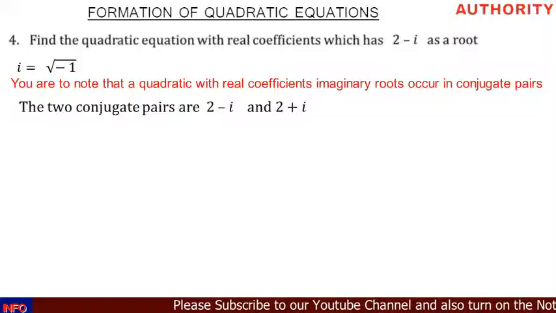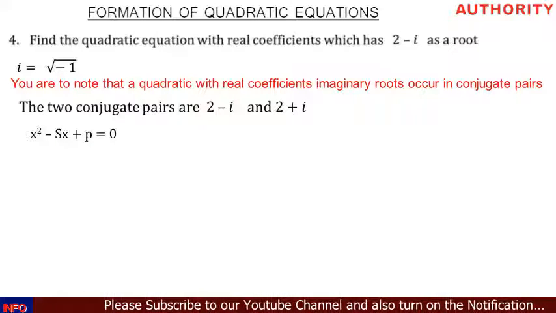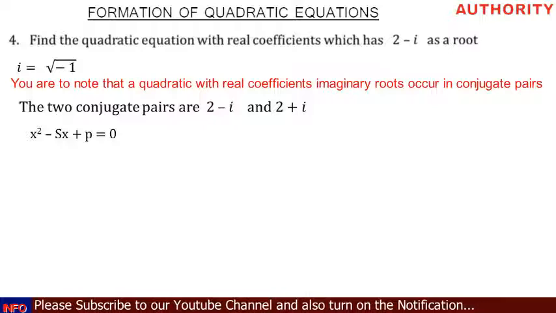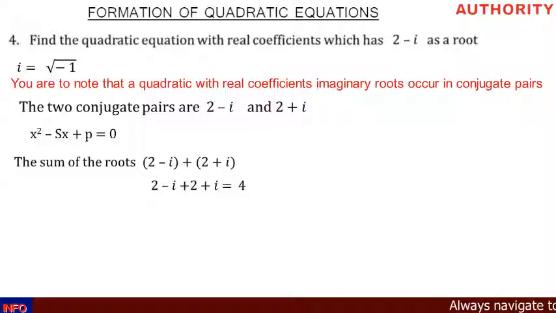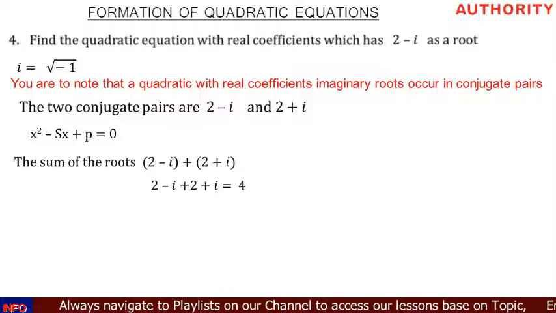Okay, now let's go. Applying the formula here, we have x squared minus sx plus p equal to 0. Let's find our s, which is the sum of the roots. So the sum of the roots is 2 minus i in bracket plus 2 plus i in bracket. Let's open the bracket. We simply have 2 minus i plus 2 plus i. So 2 plus 2 is equal to 4, and then minus i plus i is equal to 0. So the sum of the roots is equal to 4.